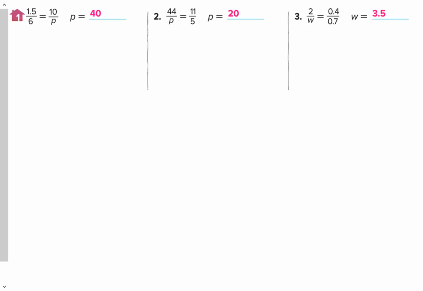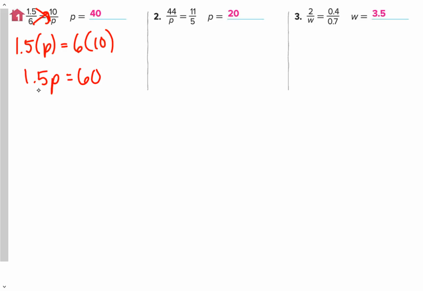Here's example number 1. Remember the cross products of any proportion are equal, so I can multiply 1.5 times p, and that's going to equal 6 times 10, and so I'm left with 1.5p equals 60. Now this is a multiplication equation, so if I want to find out what p is, I'm going to divide by 1.5 on both sides, and I'm going to get p equals 40 because 60 divided by 1.5 is 40.